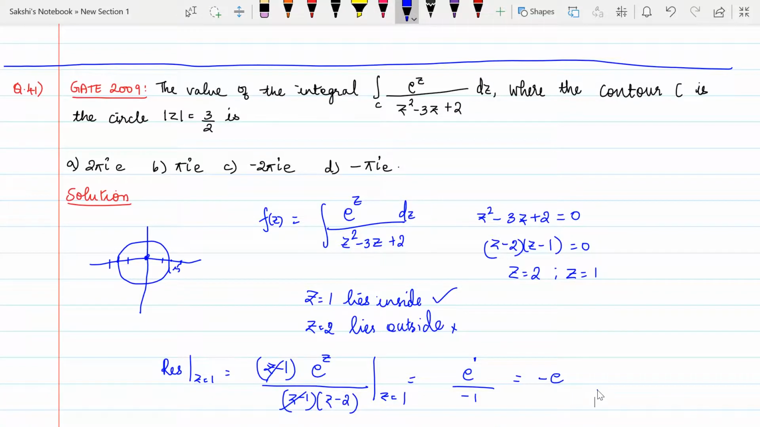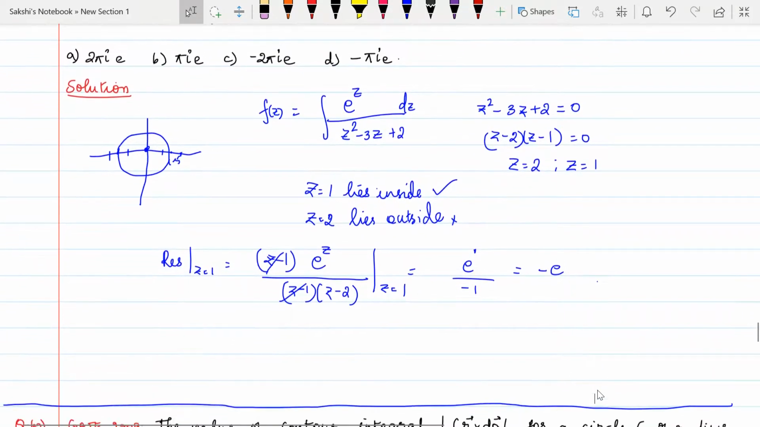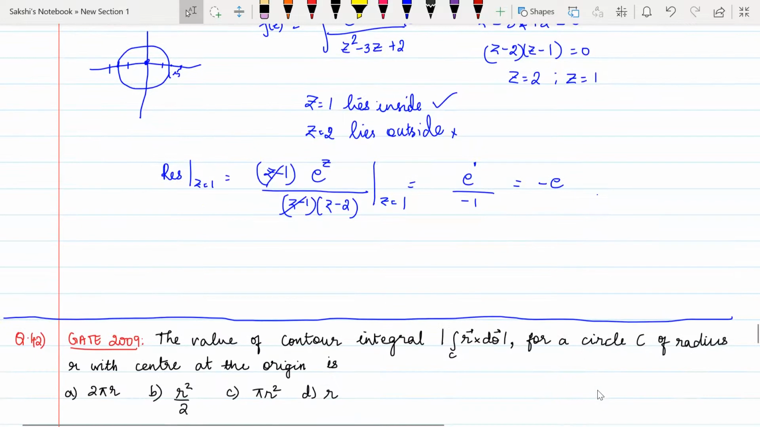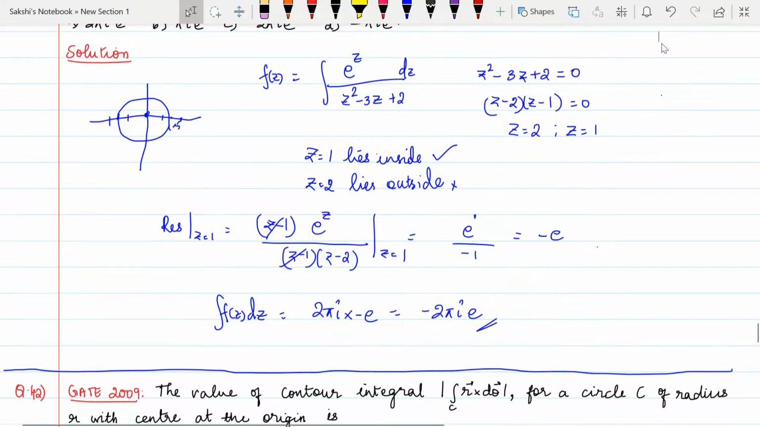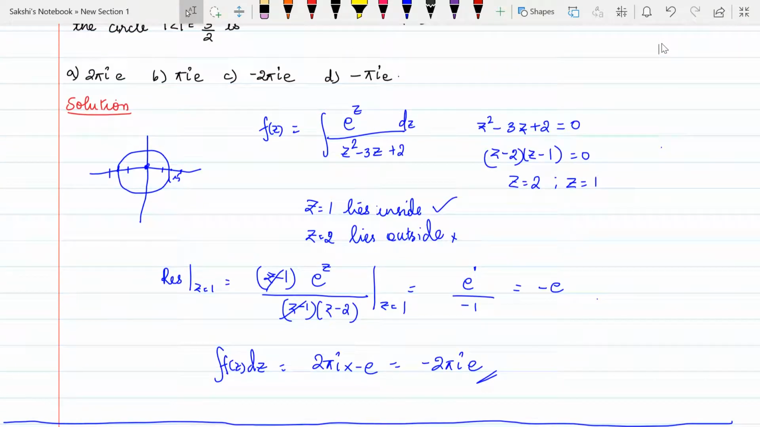The next step will be to find the integral value. You can use the Cauchy residue theorem, which says the integral of f of z dz will be 2 pi i into our residue, which is minus e. Therefore, minus 2 pi i e will be the answer. Let us see which option satisfies this. So our answer is minus 2 pi i e, which is option C.